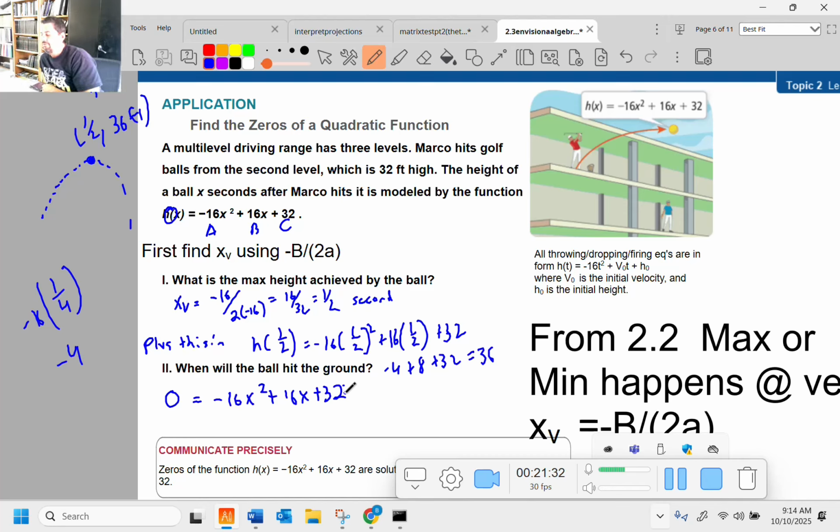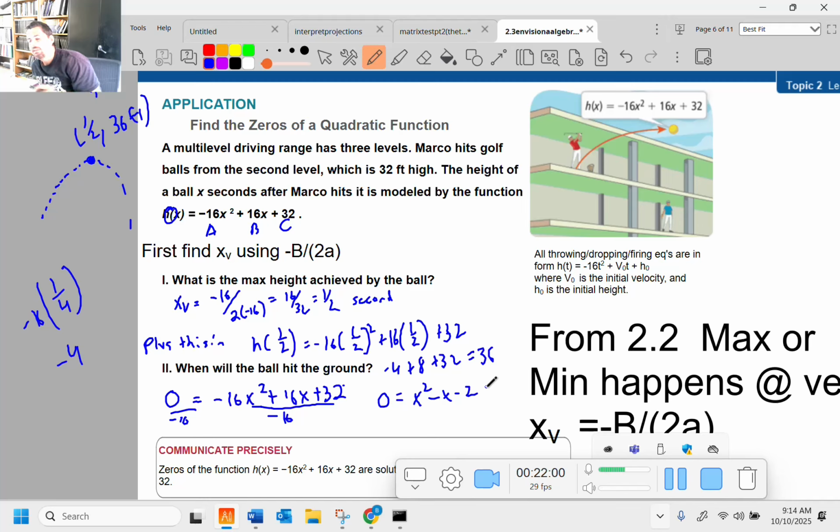Will this thing factor? Factors of 32, or what? 16 and 2, 8 and 4? Probably not. One thing I am going to do is divide both sides by negative 16. 0 divided by anything is 0. And let's see what we have here. We have x squared minus x minus 2. So yeah, it does factor.